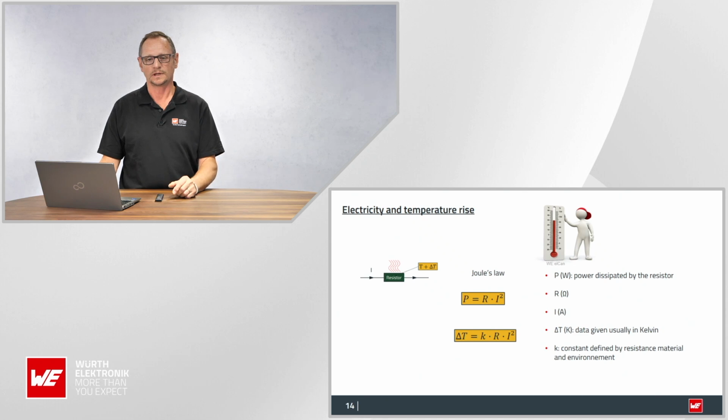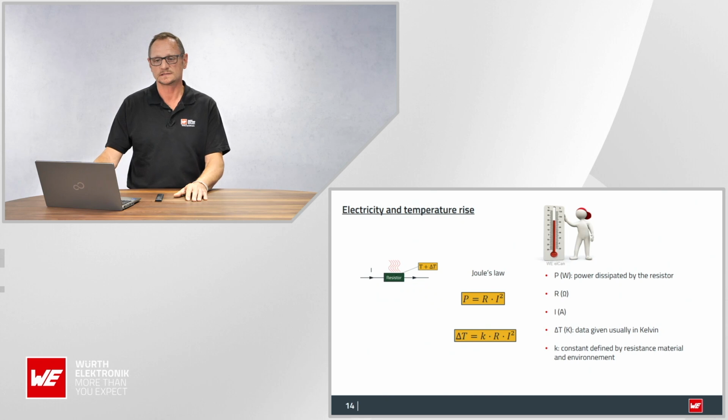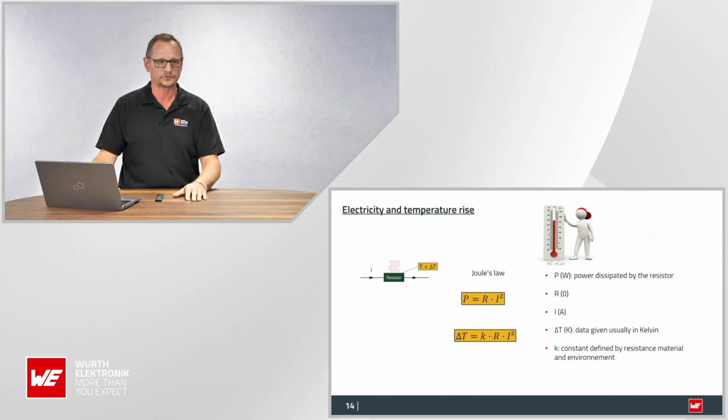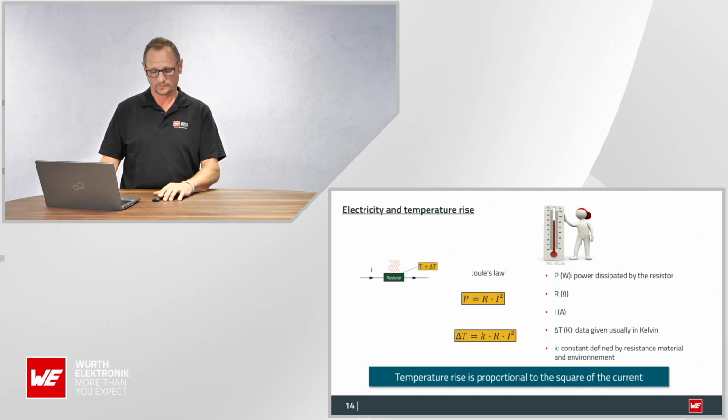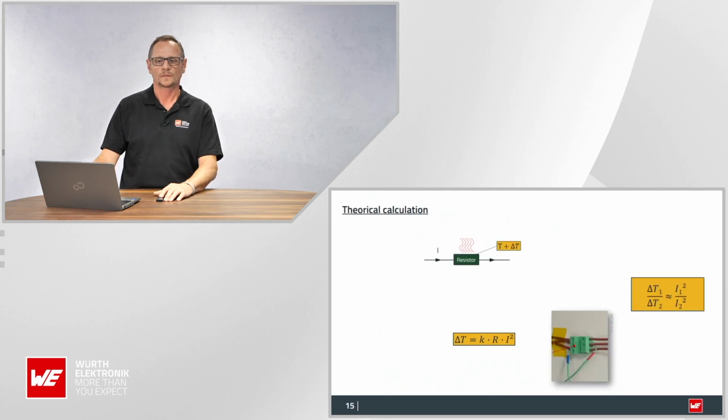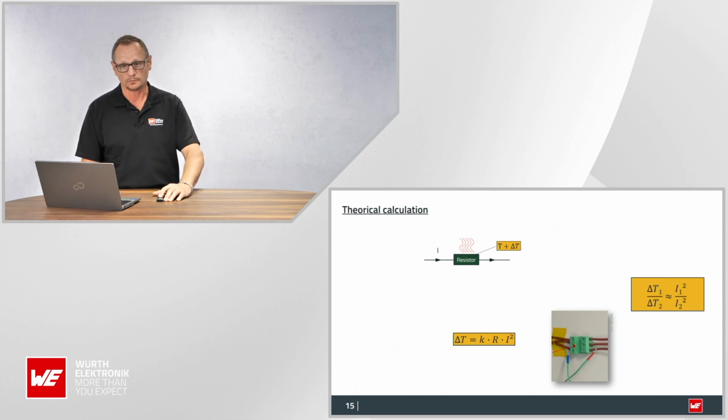The lower formula here is for the delta T, and there is also incorporated the constant of the material itself, whether you use copper, aluminum, or whatever kind of conductor. So this is what you should keep in mind. And if you want to calculate this, of course, you have to measure.